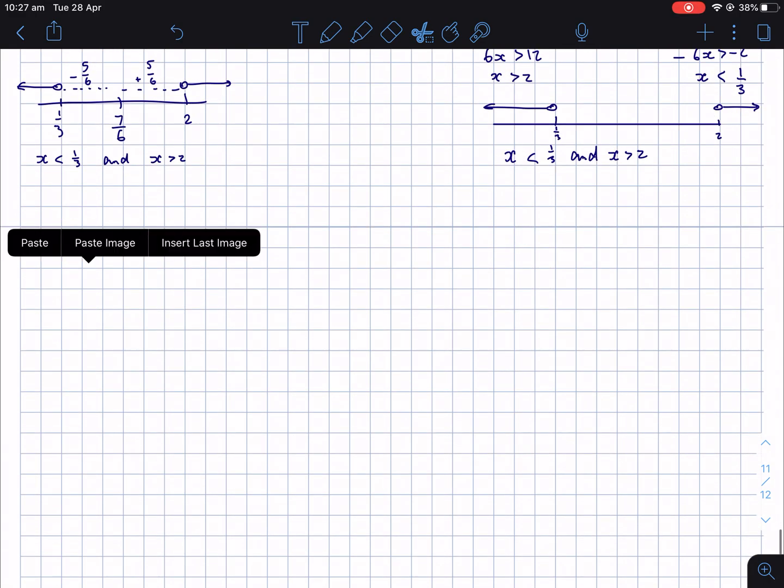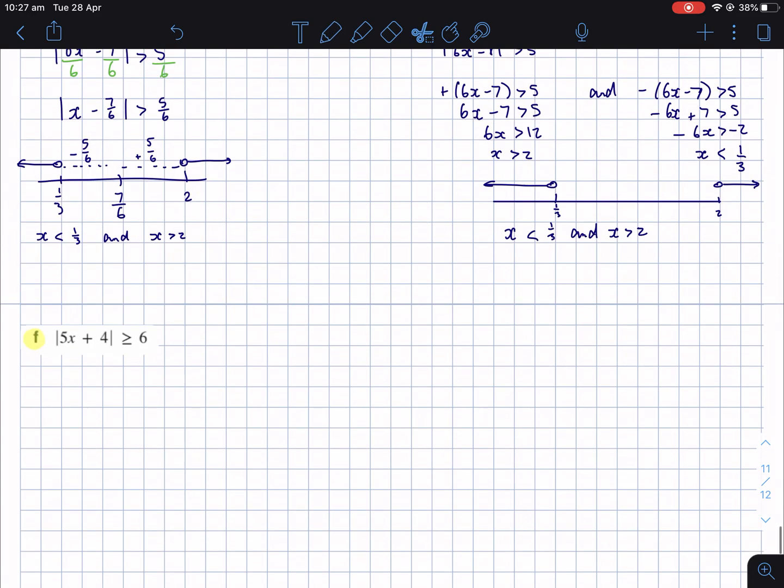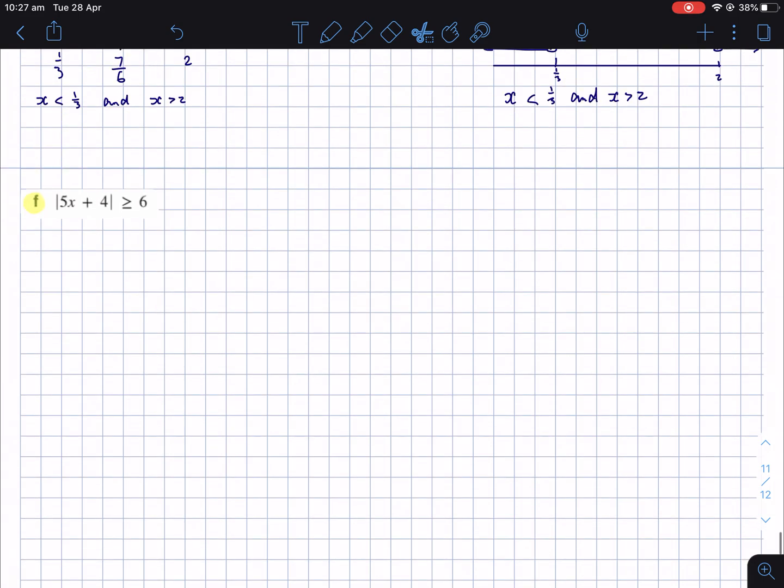Once every exercise. Hopefully only once. Okay, again, we're going to solve it 2 ways. You don't have to do it 2 ways, obviously. Just pick your favourite. Okay, distance on a number line.